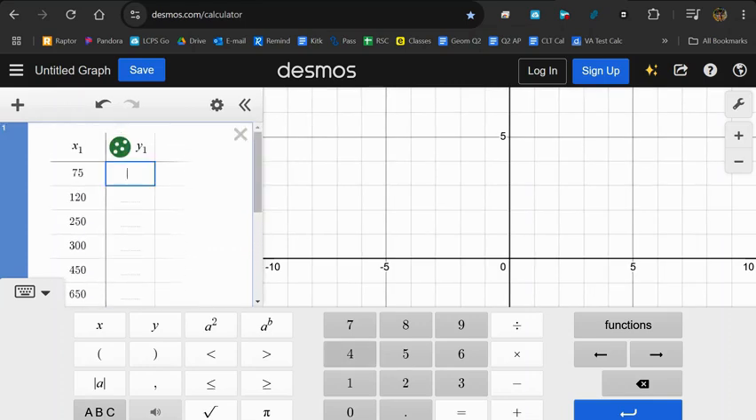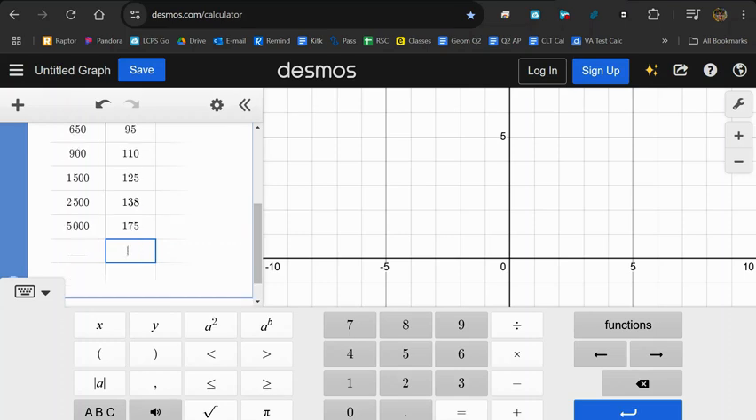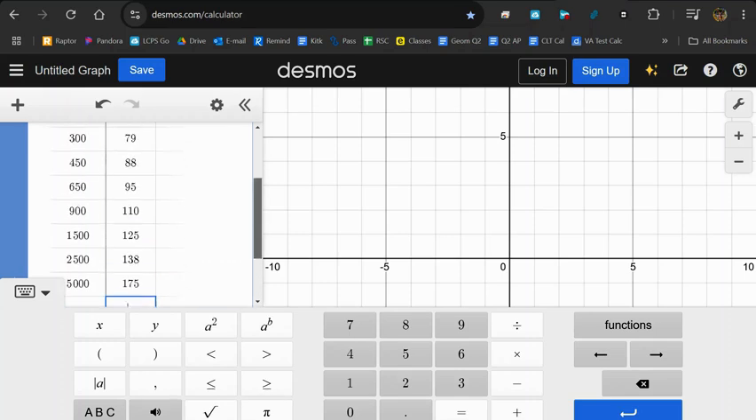Okay, we've got 42, enter, 58, backspace, 58, enter, 70, enter, 79, enter, 88, enter, 95, enter, 110, enter, 125, enter, 138, enter, and 175, enter. Okay, and then we're going to go up and use our regression option.